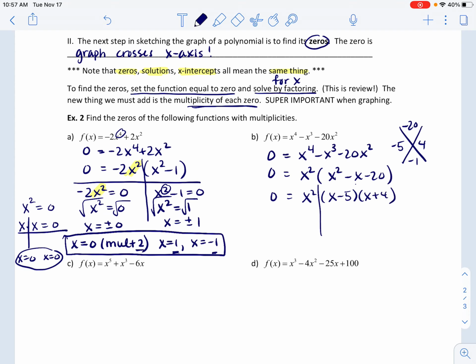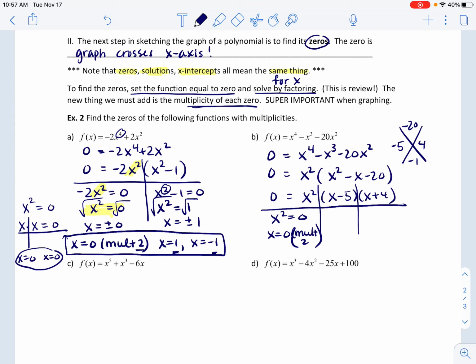Okay, now setting each of these factors equal to 0. You guys notice this x squared equals 0. That's just a repeat of what we did here, right? Look at that, the same thing. So this is again going to give me x equals 0, but with a multiplicity of 2.